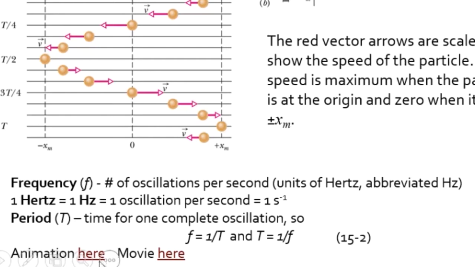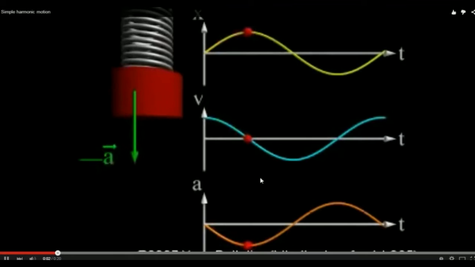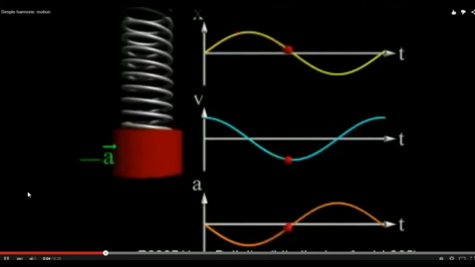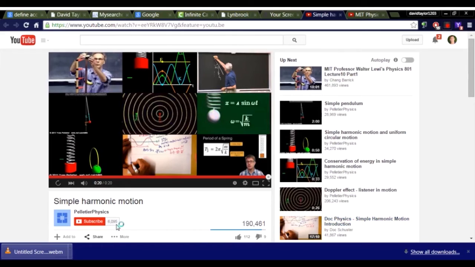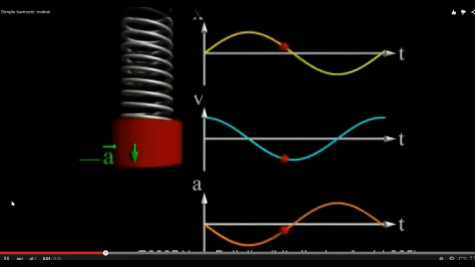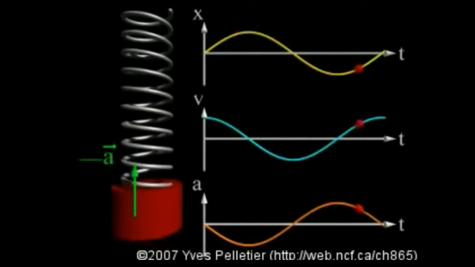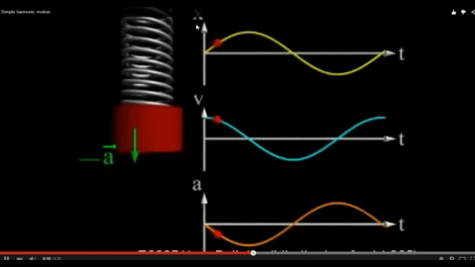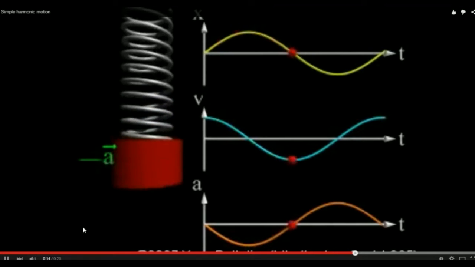Let's look at some examples. Okay, so I clicked down in the lower left corner where it said animation here, and it took me to this website, this YouTube page. This is a little movie or a little animation showing a spring oscillating and the displacement, the velocity, and the acceleration as a function of time as it's happening.